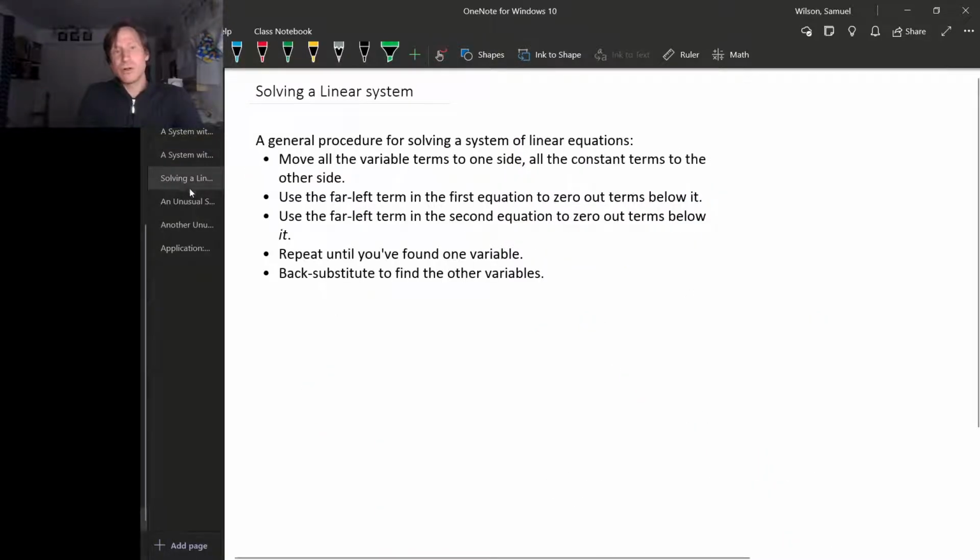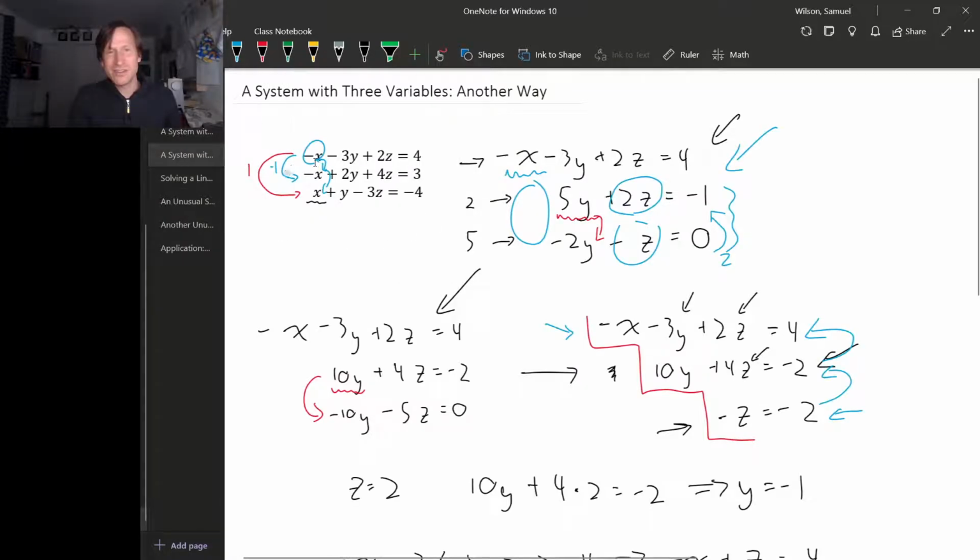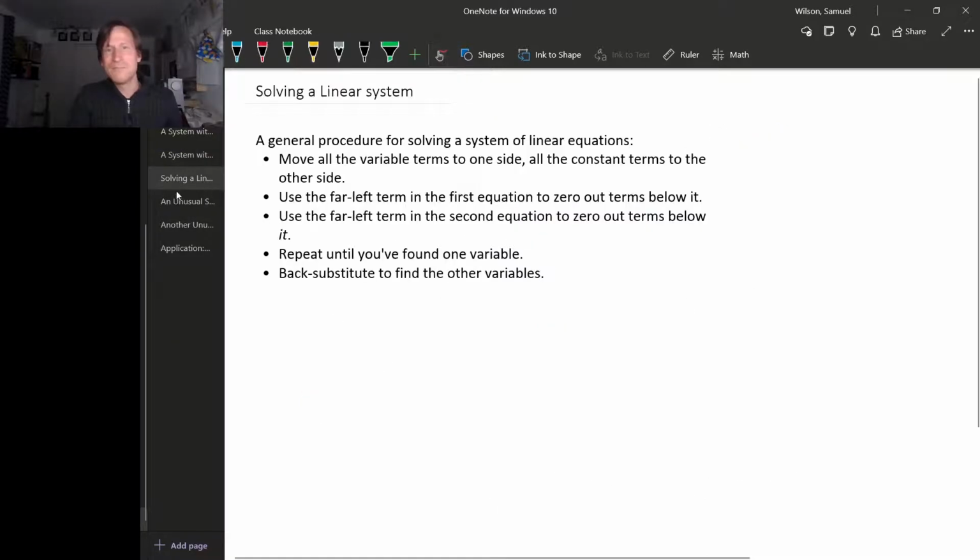So in general, we have this procedure for solving a system of linear equations. First of all, move all of the terms with variables in them to one side, and all of the terms only with constants to the other side. We didn't have to do that in this example because it already started out set up that way. You can see all of the terms with variables are on the left side and all of the constant terms are on the right side.